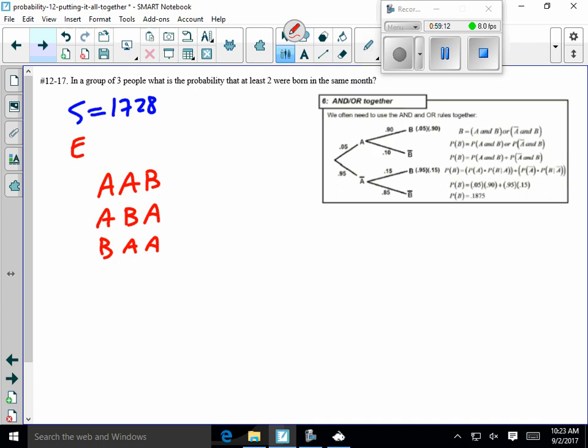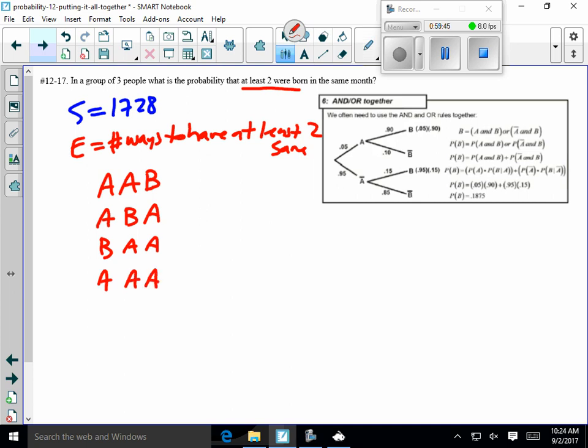Let me back up for a second. So let's make E the sample size for all three is still 1728 like we saw before. But let's try to directly count instead of the complement. Let's try to directly count the number of ways to have exactly what we're asking for, at least two that were born in the same month. So if that's true, then the first two people could be the same and the third one's different, or the middle person could be the one that's different, or the last two people are the same and the first one's different, or they could all be the same, right?